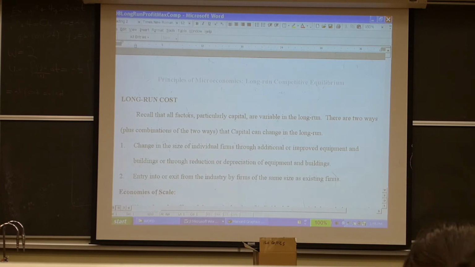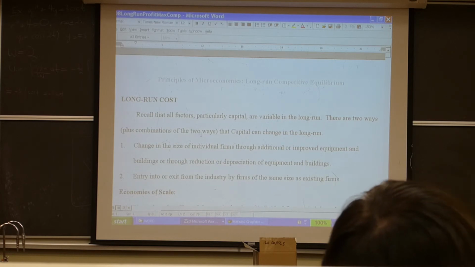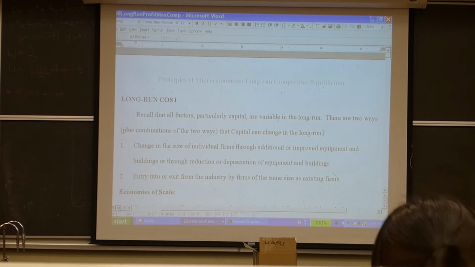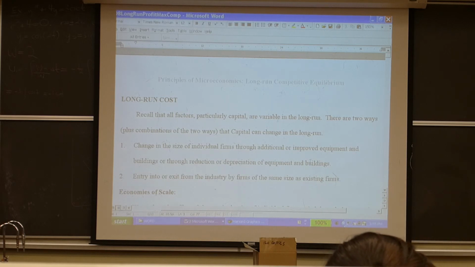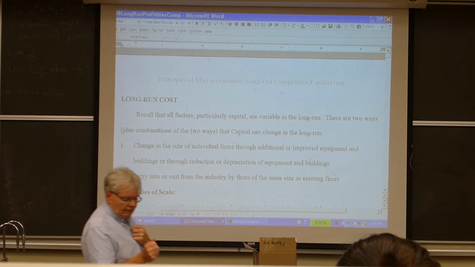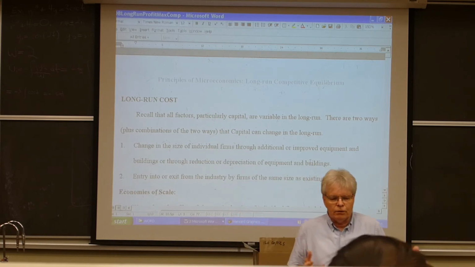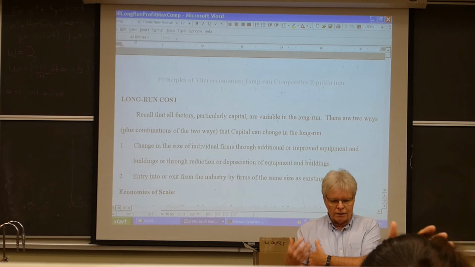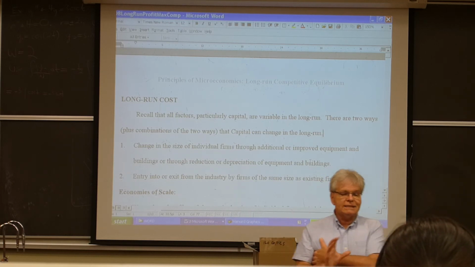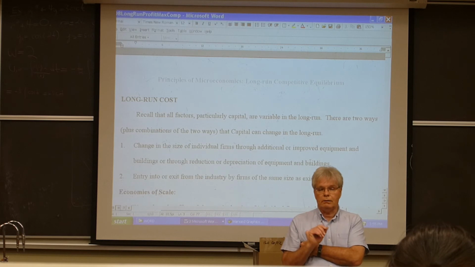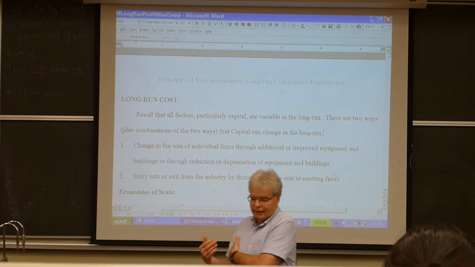Just read this. Recall that all factors, particularly capital, are variable in the long run. There are two ways, plus combinations of the two ways, that capital can change in the long run. You could change the size of the individual firms. Firms could get bigger. Now this would seem to be an obvious result: if firms wanted to change their capital, they could get bigger or they could get smaller to respond to economic profits or economic losses. And this in fact can happen, but it's actually rare, as it turns out. And it's more complicated in a sense.